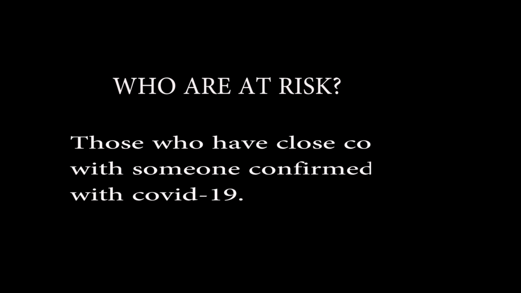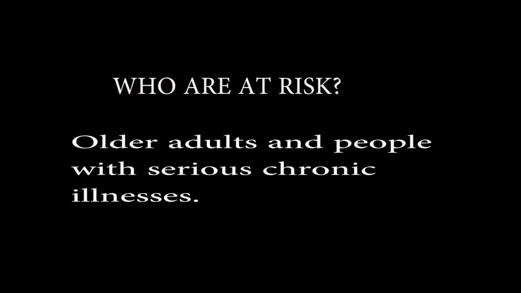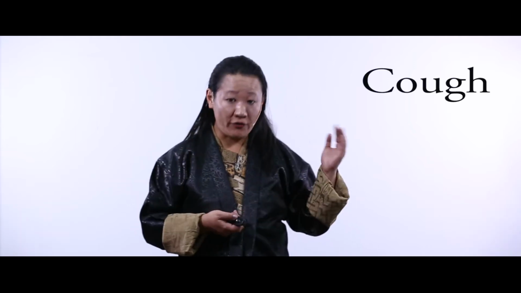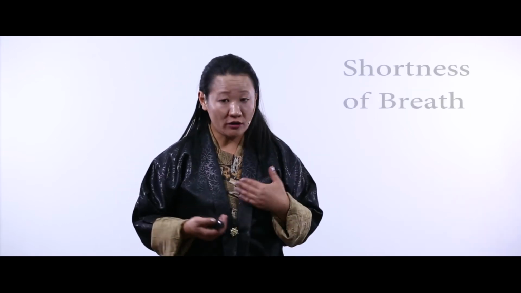And who are at risk? Those who have close contact with someone confirmed with COVID-19. So these are at risk. Now, the other people who are at risk are older adults and people with serious chronic illnesses. So they are the ones who are at risk. So, what are the symptoms? How do you know whether you have the virus within you or not? First symptom is the fever. Then you might have cough. Then you might have shortness of breath. So, if you have that, you need to get yourself checked.